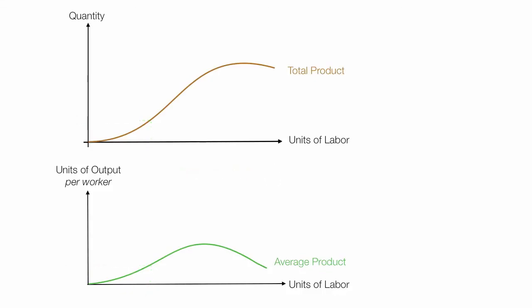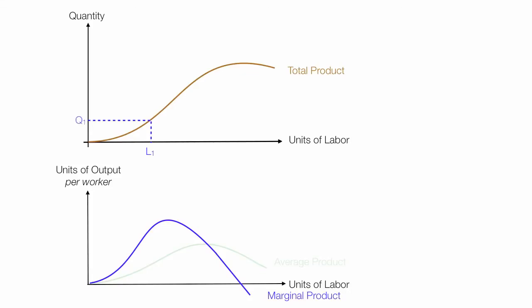Marginal product's a little different. Let me draw that curve in. The blue line is marginal product of labor. Let me add labor and quantity at point 1, and also labor and quantity at point 2, L2 and Q2. If I add some labor, how much does quantity go up or change? By the way, that little triangle, that little delta, means change in.